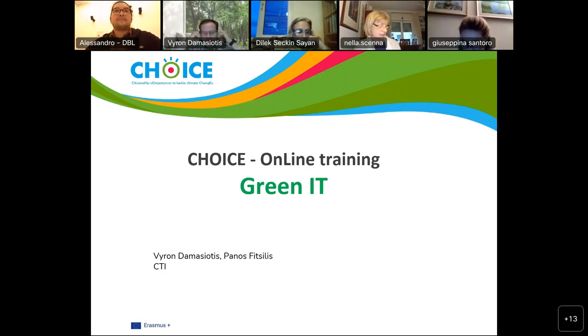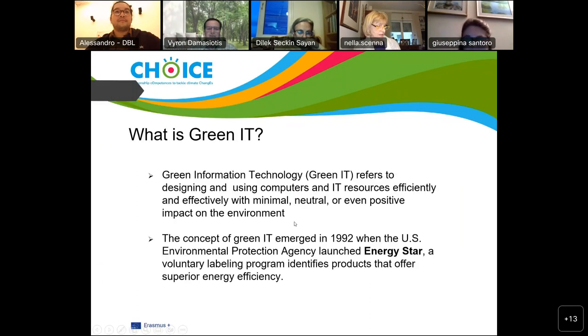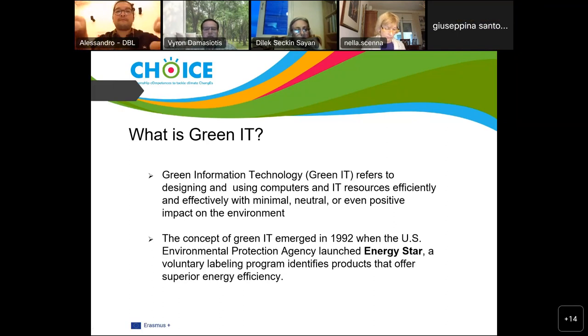So, I think Green IT is short for green information technology, and refers to designing and using computers and generally IT resources efficiently and effectively with minimal, neutral, or even, if possible, positive impact on the environment. This concept emerged quite a lot of years ago, in 1992, when the United States Environmental Protection Agency first launched the Energy Star voluntary labeling, which identified products that had superior energy efficiency.